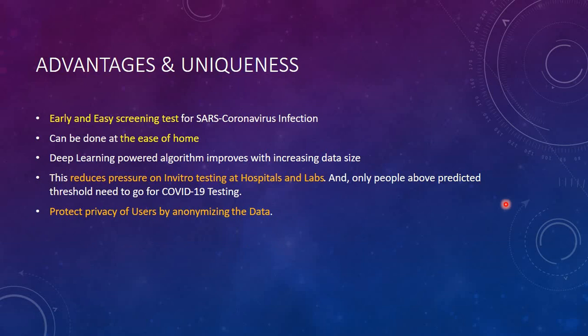Now, advantages and uniqueness. It is an early and easy screening test for SARS coronavirus infection, and can be done at the ease of home. It has a deep learning powered algorithm, so it will improve as the data size increases. It reduces the pressure on the in vitro testing at the hospitals and labs, and only those people who have been predicted to be above a threshold can go for testing. It protects the privacy of the users by anonymizing the data.